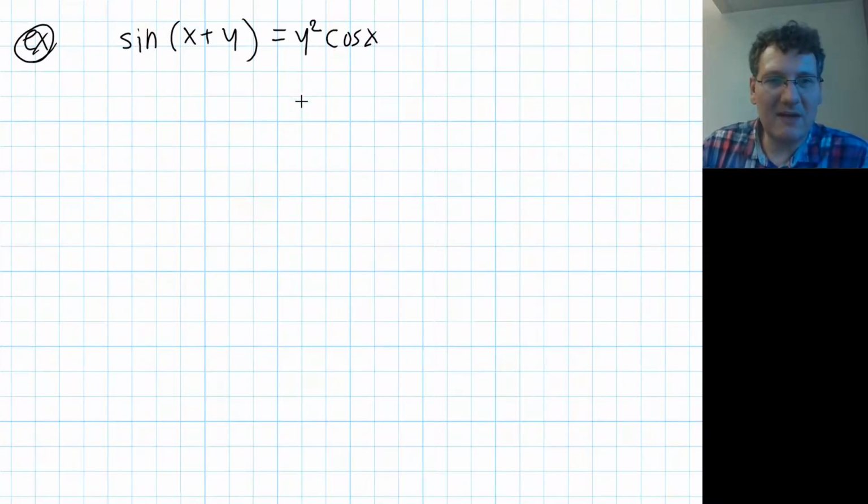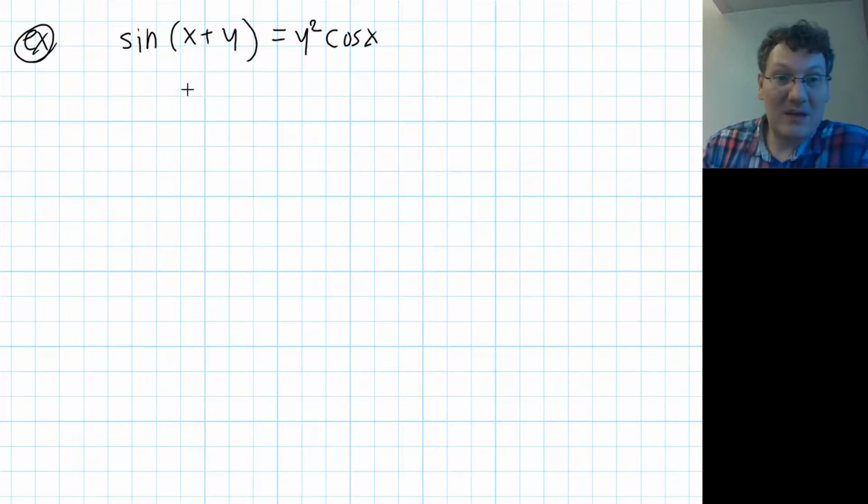Okay, check out this other curve. We've got the sine of x plus y equals y squared cosine x. So once again, I'm going to take the derivative of both sides with respect to x. I say that because in later calculus, you'll be taking derivatives with respect to other variables, but we're treating y as a function of x, right?